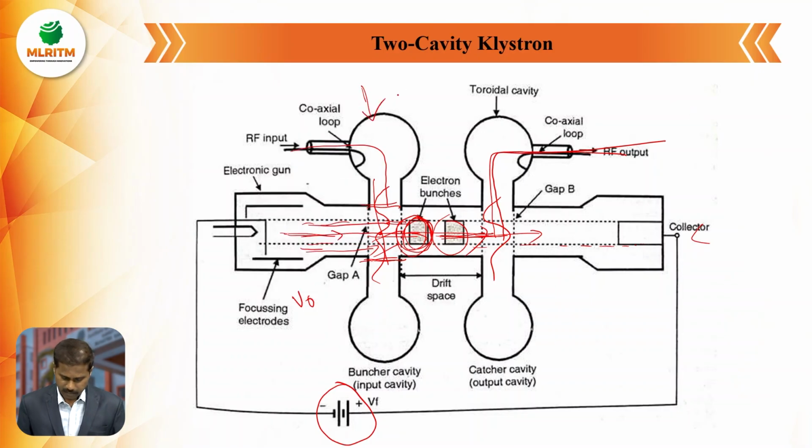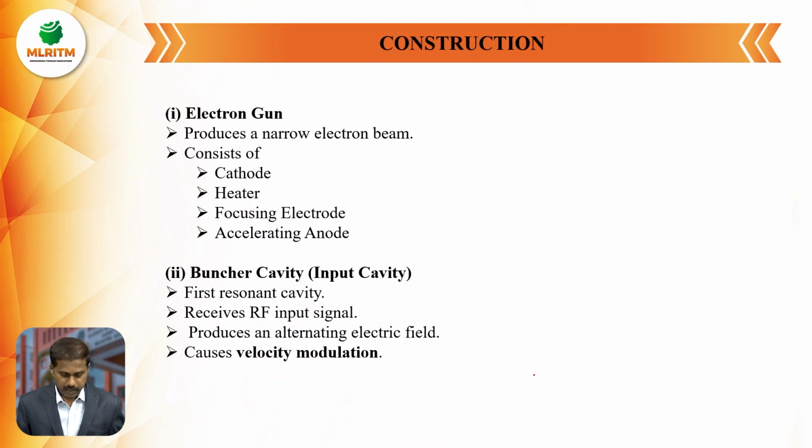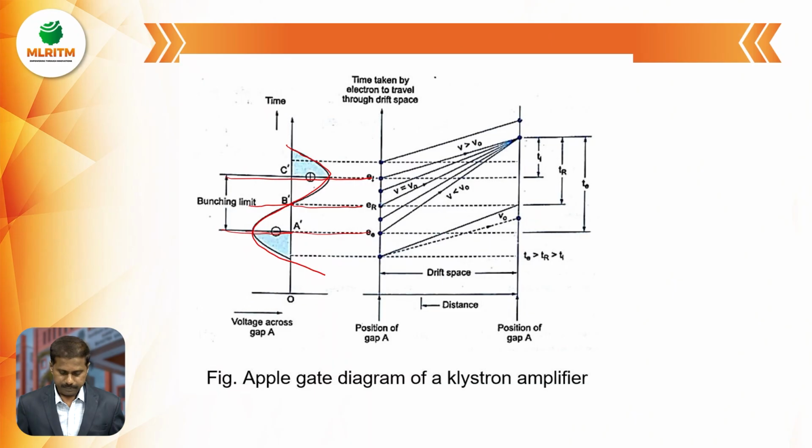That's what is called a buncher cavity, and the second cavity takes the output from it, so it is called a catcher cavity. So these are the construction parts of the two cavity klystron.